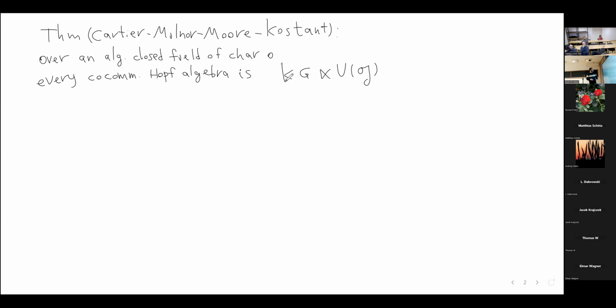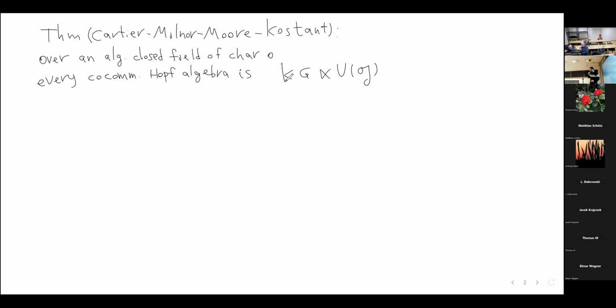An important thing for me to say here is that both assumptions are quite essential. Characteristic 0 is essential. Once you pass to characteristic p, things become more difficult, and an algebraically closed field is quite essential here as well. Again, when the field is not algebraically closed, funny things might happen. So this was the commutative story.